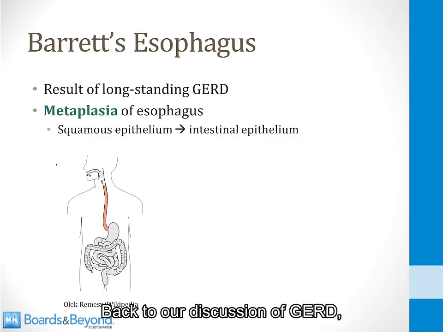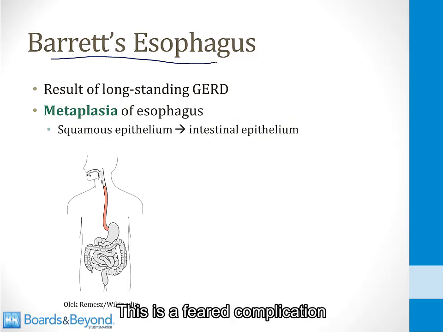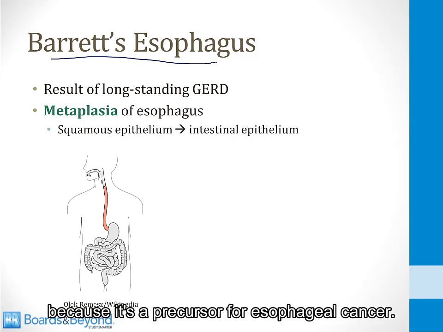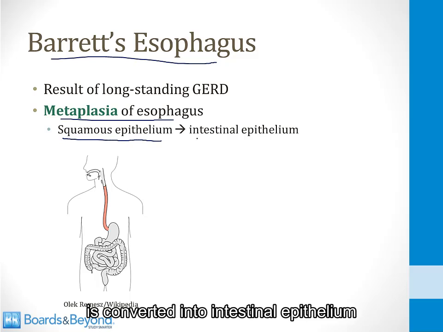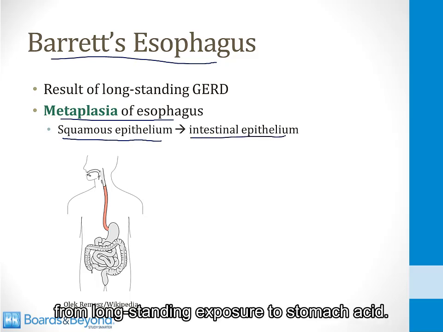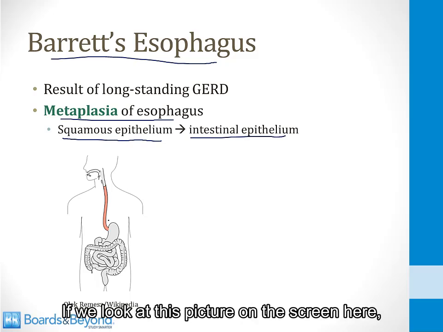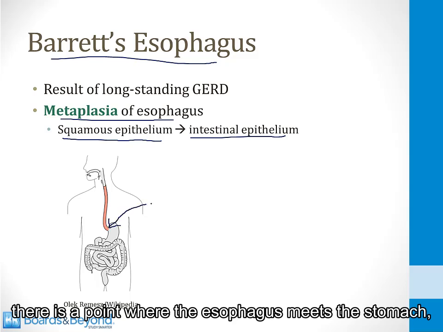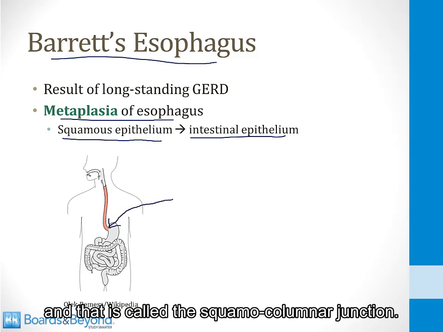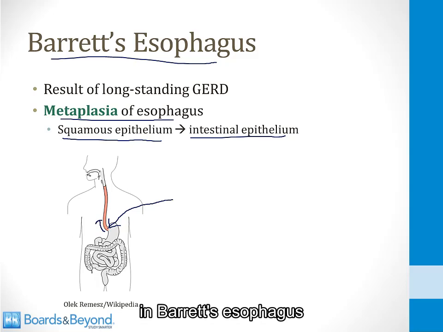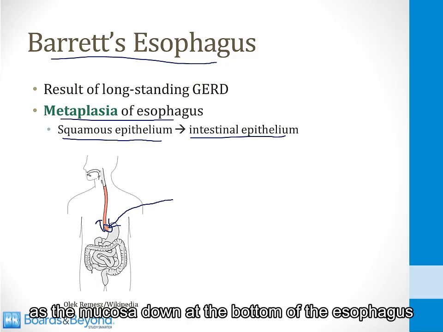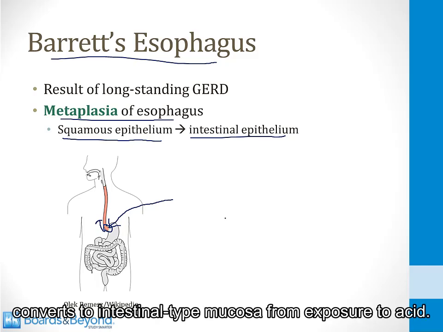Back to our discussion of GERD, let's talk about Barrett's esophagus. This is a feared complication of long-standing untreated heartburn because it's a precursor for esophageal cancer. Barrett's esophagus is metaplasia of the esophageal lining. The normally squamous epithelium is converted into intestinal epithelium from long-standing exposure to stomach acid. If we look at this picture on the screen here, there is a point where the esophagus meets the stomach, and that is called the squamocolumnar junction. That's where the squamous epithelium of the esophagus converts to the columnar epithelium seen in the stomach, and that point will begin to move upward in Barrett's esophagus as the mucosa down at the bottom of the esophagus converts to intestinal-type mucosa from exposure to acid.